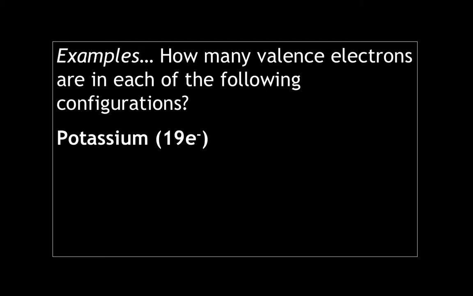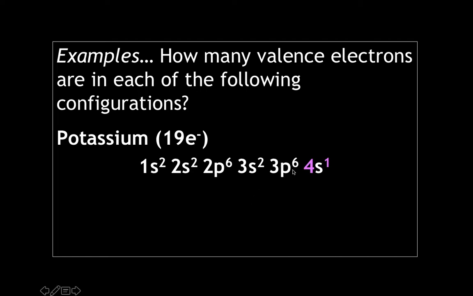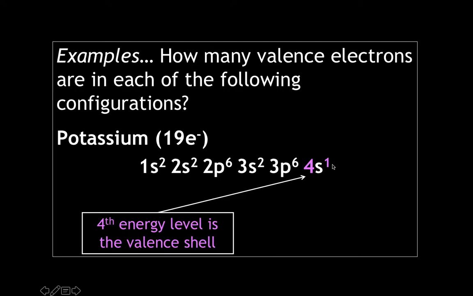So how many valence electrons are in potassium? So potassium, I'm just going to show you the answer because you'll see it has that 4s1. So 4s1, that's the highest energy level is number 4. There's nothing higher than 4 on the energy level number, okay? And then it has 1 electron in that 4th energy level. So that's it. You have 1 valence electron, okay?